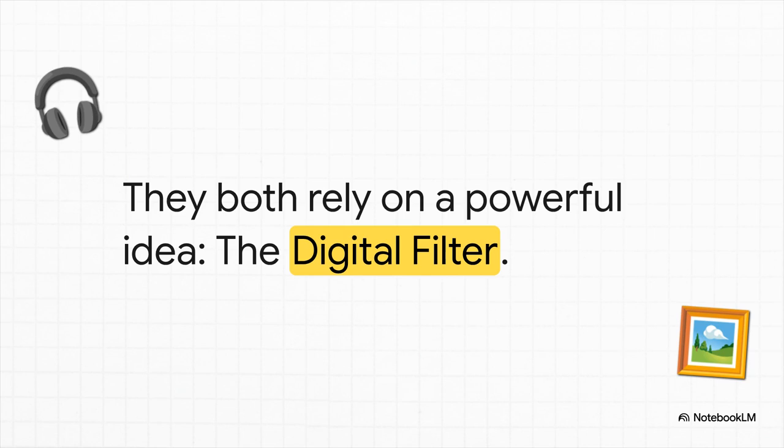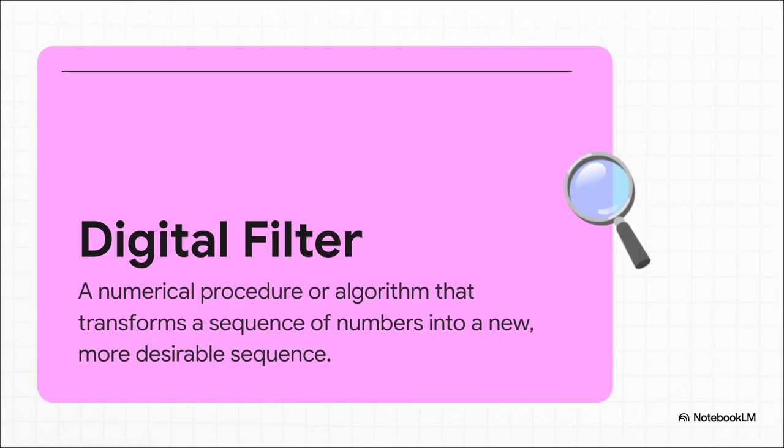It's this powerhouse working behind the scenes in practically everything we use, from our phones and our cars, all the way to critical medical equipment. So what is it exactly? Well, you can think of it less like a coffee filter and more like a recipe. It's basically a set of mathematical instructions. It takes a stream of numbers, say the data from a microphone or a camera sensor, and it follows a very specific procedure to turn it into a new and hopefully much more useful sequence of numbers.